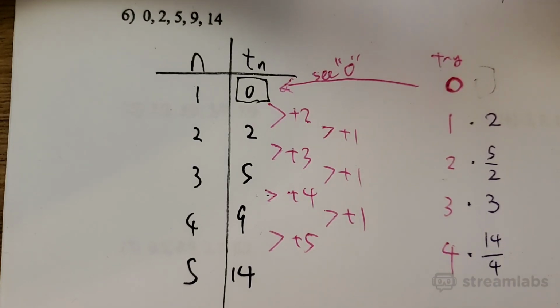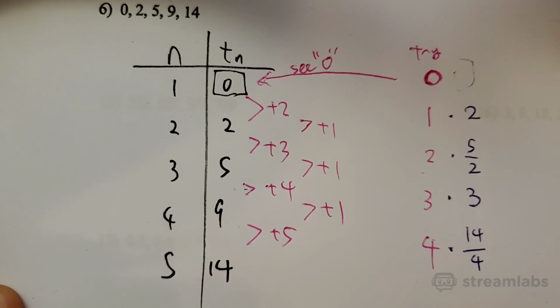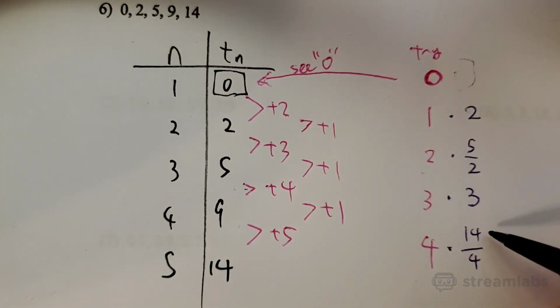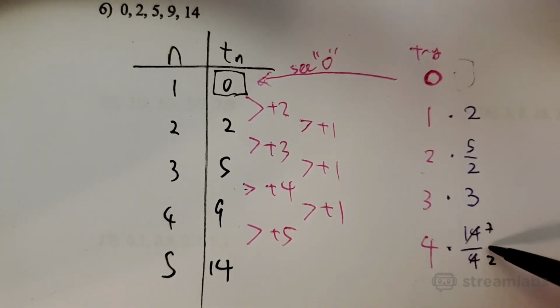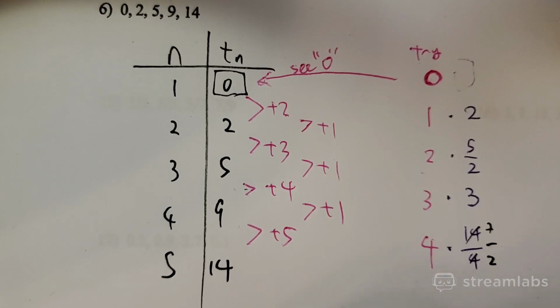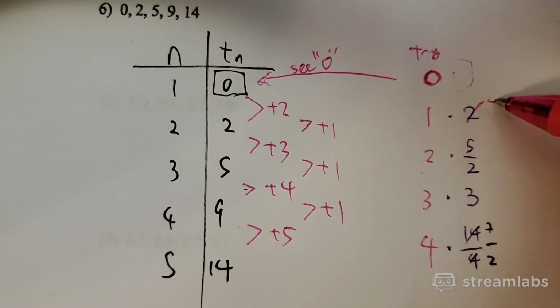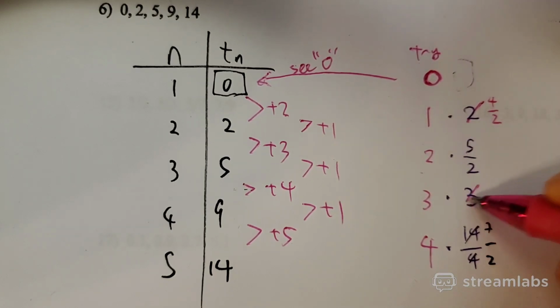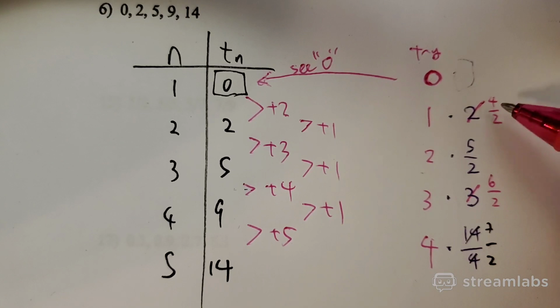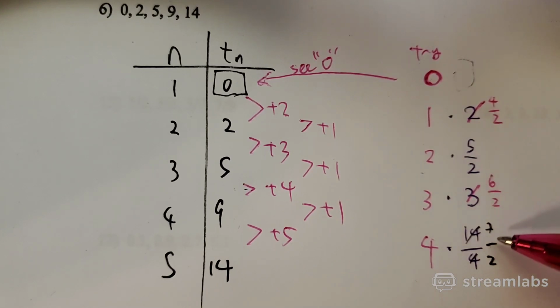Let's see if we can see a pattern. Can we do common denominator here? I think over 2 is fine, because this is 7 over 2, right? So if I convert everything to over 2, then this will be 4 over 2. This will be 5 over 2. This will be 6 over 2. You see a pattern? 4 over 2, 5 over 2, 6 over 2, 7 over 2.